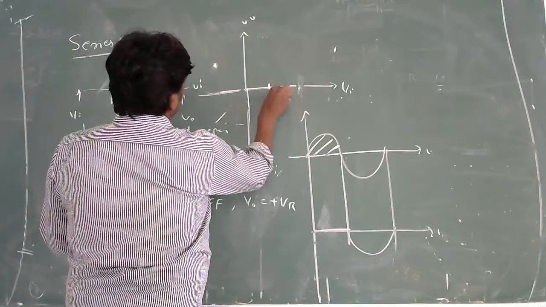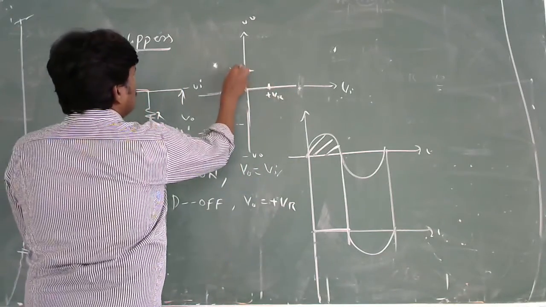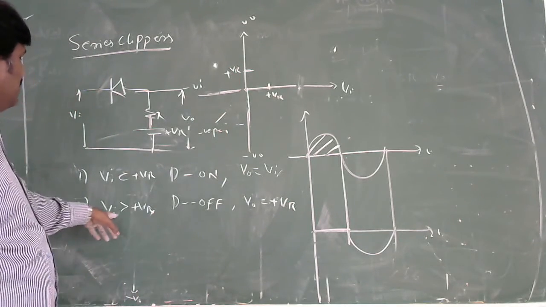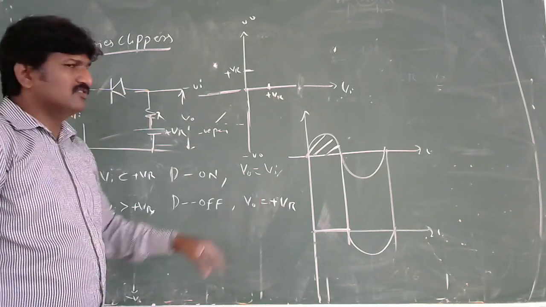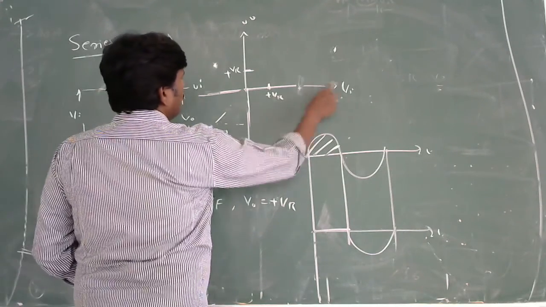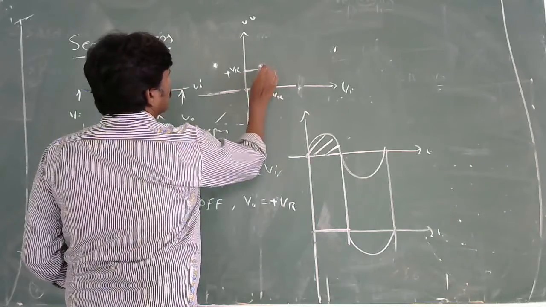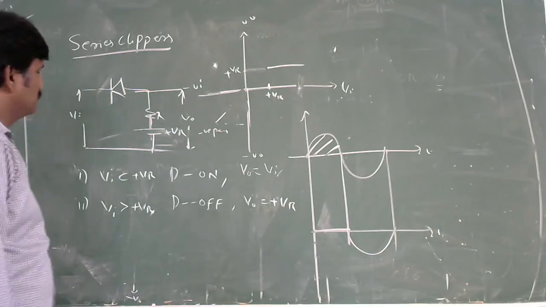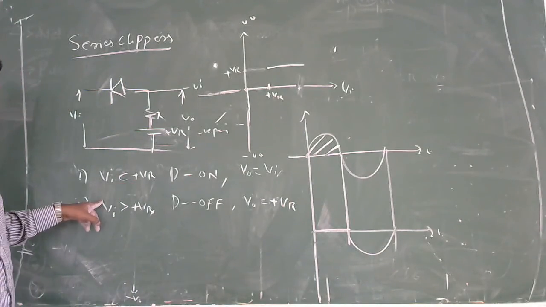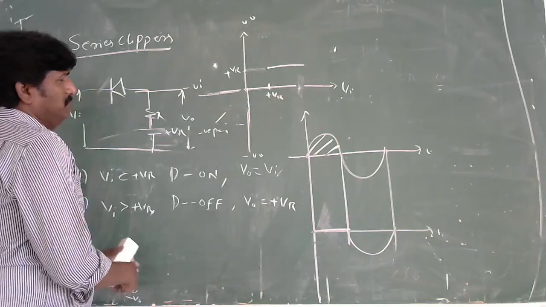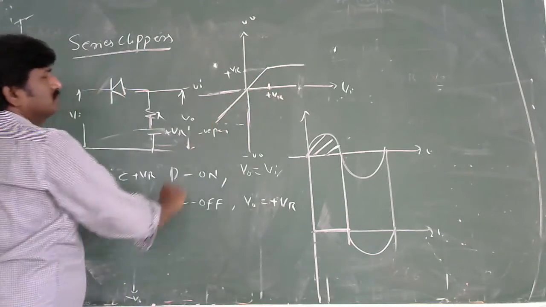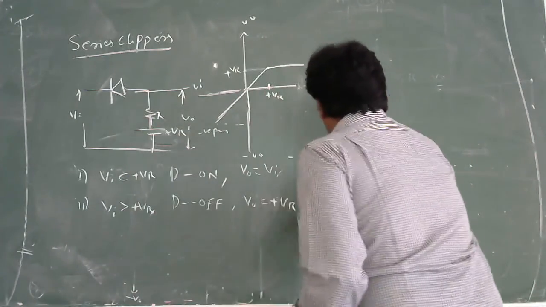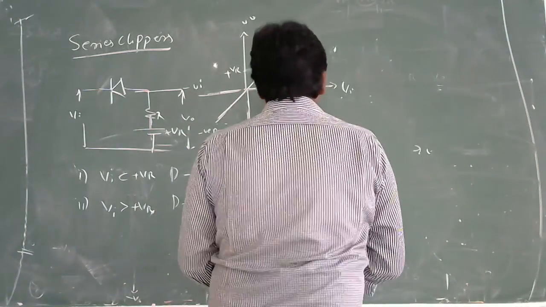That is the plus V reference. What is the output? Here it follows the plus V reference. It means that when Vi is greater than plus V reference, output follows the plus V reference. You could understand, when Vi is greater than plus V reference, output follows the plus V reference. Then when Vi is less than plus V reference, output follows the input. Means this one.